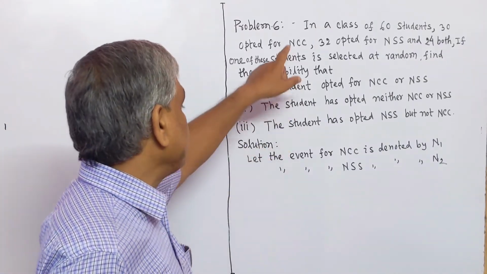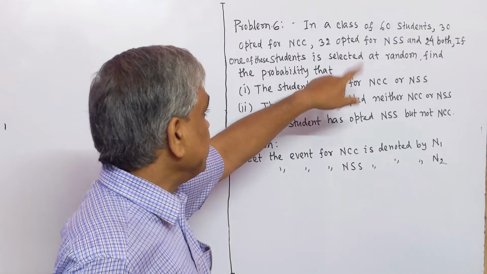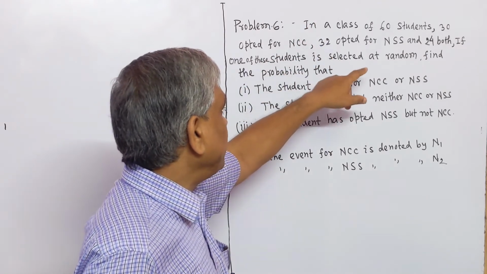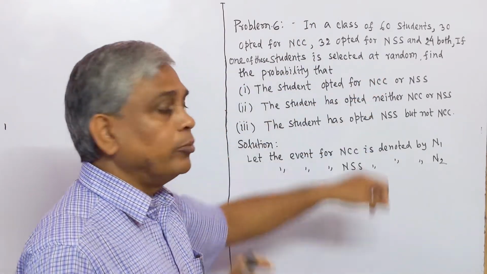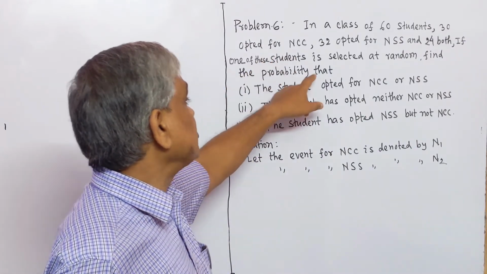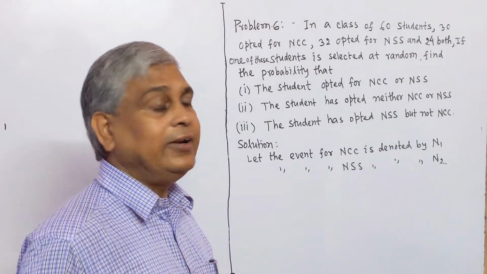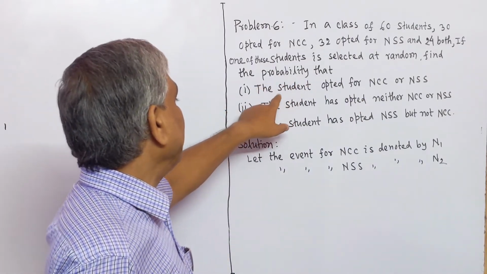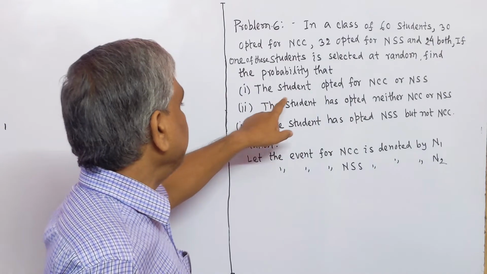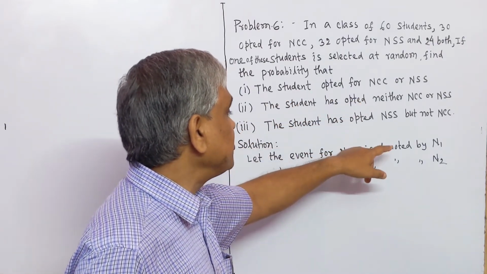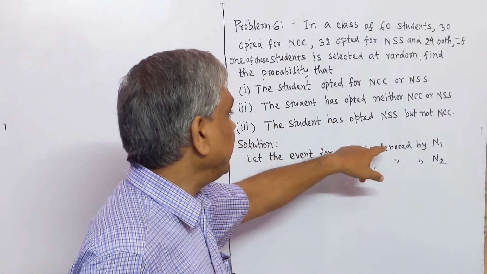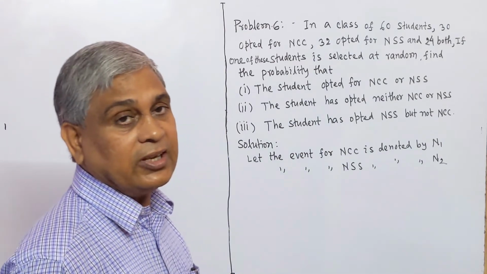Now we solve the next problem. In a class of 60 students, 30 opted for NCC, 32 opted for NSS and 24 opted for both NCC and NSS. If one of these students is selected at random, find the probability that number 1, the student opted for NCC or NSS. Number 2, the student has opted neither NCC nor NSS. Number 3, the student has opted NSS but not NCC.